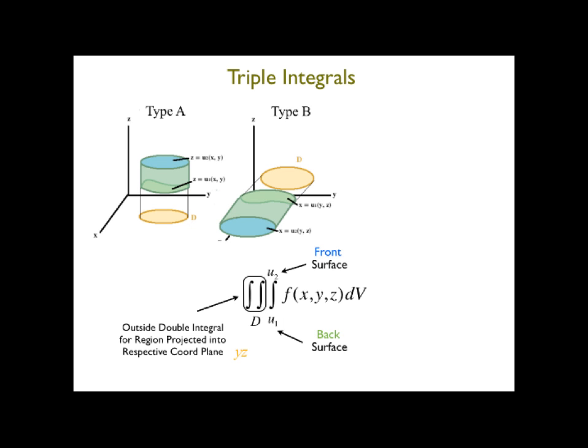Here's type B. It's graced us with its presence. So type B, we said back surface to front surface, right? Okay, so type B would be back to front. Then we're going to project that thing into the YZ plane and do a double integral, either a type 1 or a type 2 double integral on that region of projection.